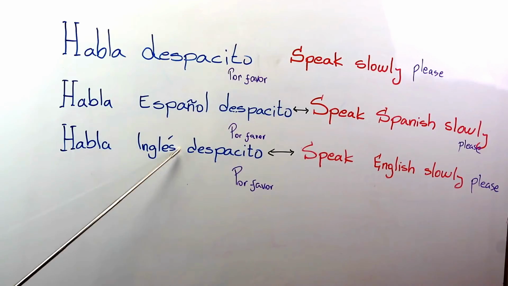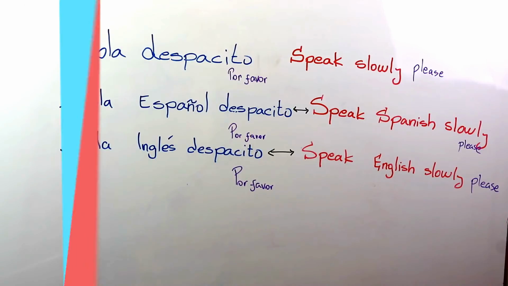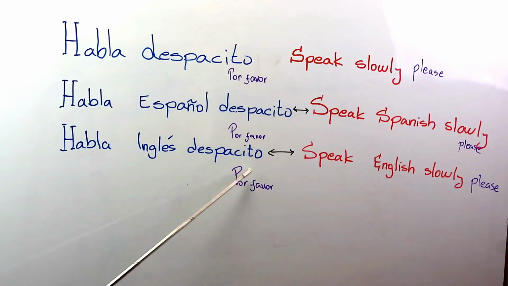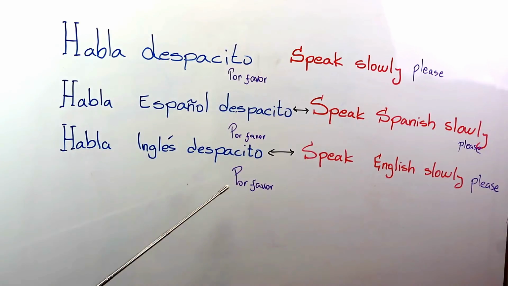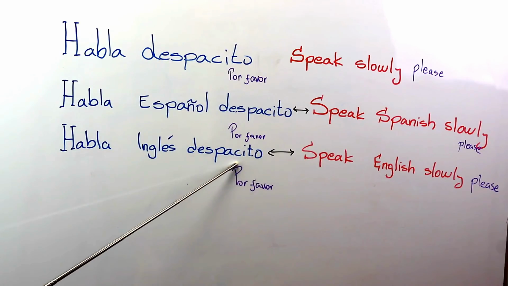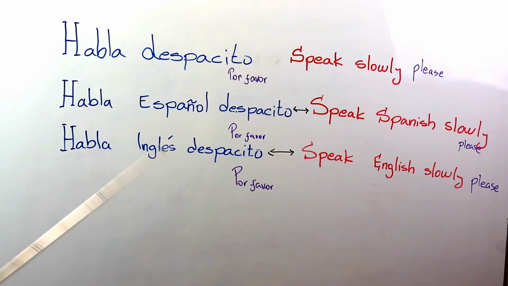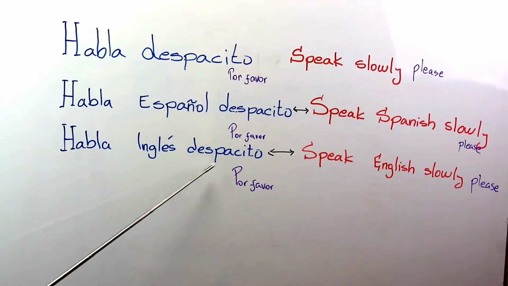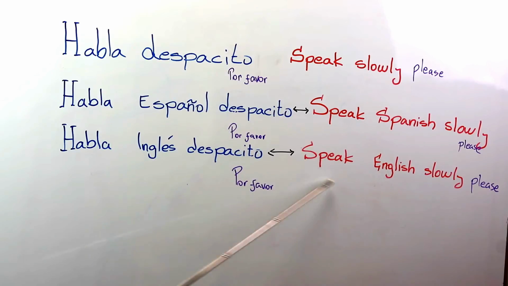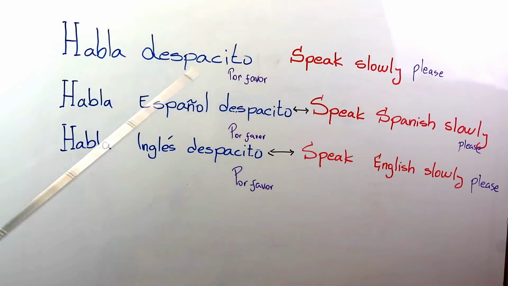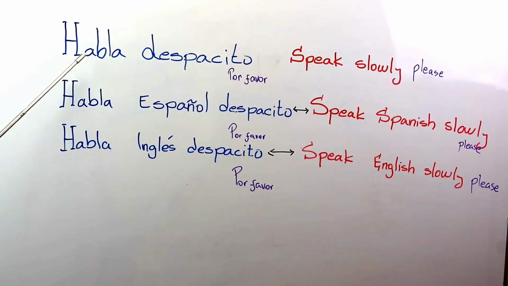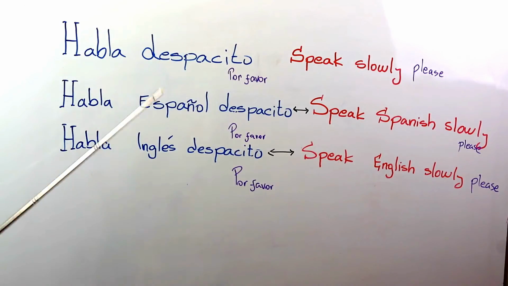Habla inglés despacito, which means speak English slowly. And as we can see here, por favor, we already know that por favor means please. We would say habla inglés despacito, por favor, speak English slowly, please. So as you can see, the word despacito has many useful uses that we can actually utilize whenever we're conversing, discussing anything in Spanish, or even requesting for someone to speak slowly.